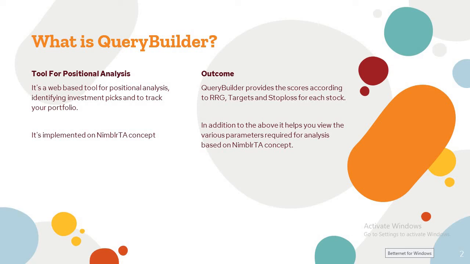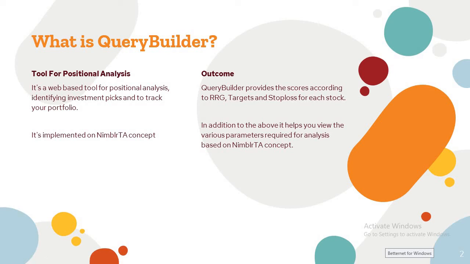All the parameters are available, and we use this as a complete package in order to identify stocks for positional analysis. It is implemented on the NimblrTA concept and it is tightly bound to the concept. So in case you are trying to use the tool, you must be aware of the NimblrTA concept, and you can go through the quick start material and other video guides, the wiki page, and the author's blog in order to understand the concept in detail. So what exactly is the outcome of this Query Builder?